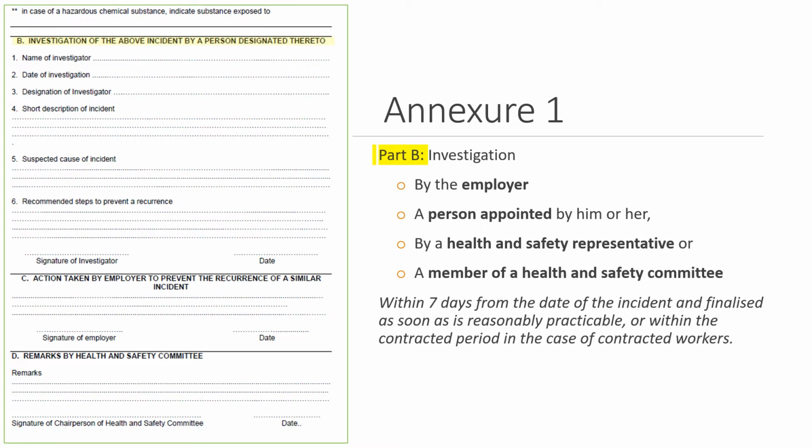Please remember that an incident investigation must take place within 7 days from the date the incident has occurred, as well as be finalized as soon as reasonably practicable, or within the contracted period in the case of contracted workers. You will then be asked for a short description of how the incident occurred, the suspected cause of the incident, as well as any recommended steps to prevent a reoccurrence. This is where you will use the first 3 steps of your incident investigation techniques.